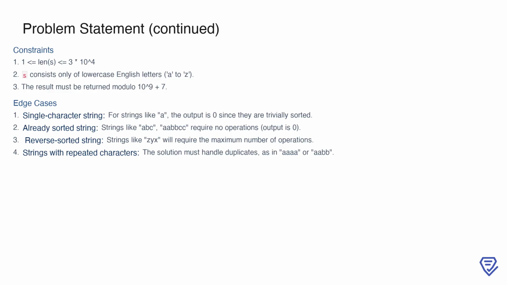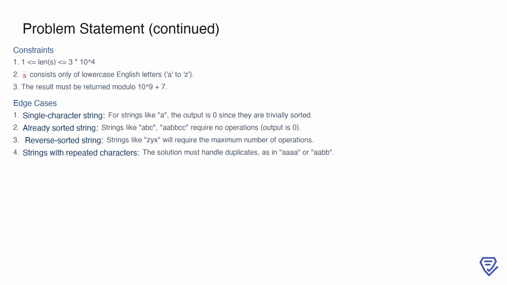Similarly, already sorted strings like ABC require no operations, so the output is also 0. On the other hand, reverse sorted strings like ZYX require the maximum number of operations to sort. Finally, strings with repeated characters, such as AAA or AB, must be handled correctly, ensuring duplicates are accounted for in the computation of operations.